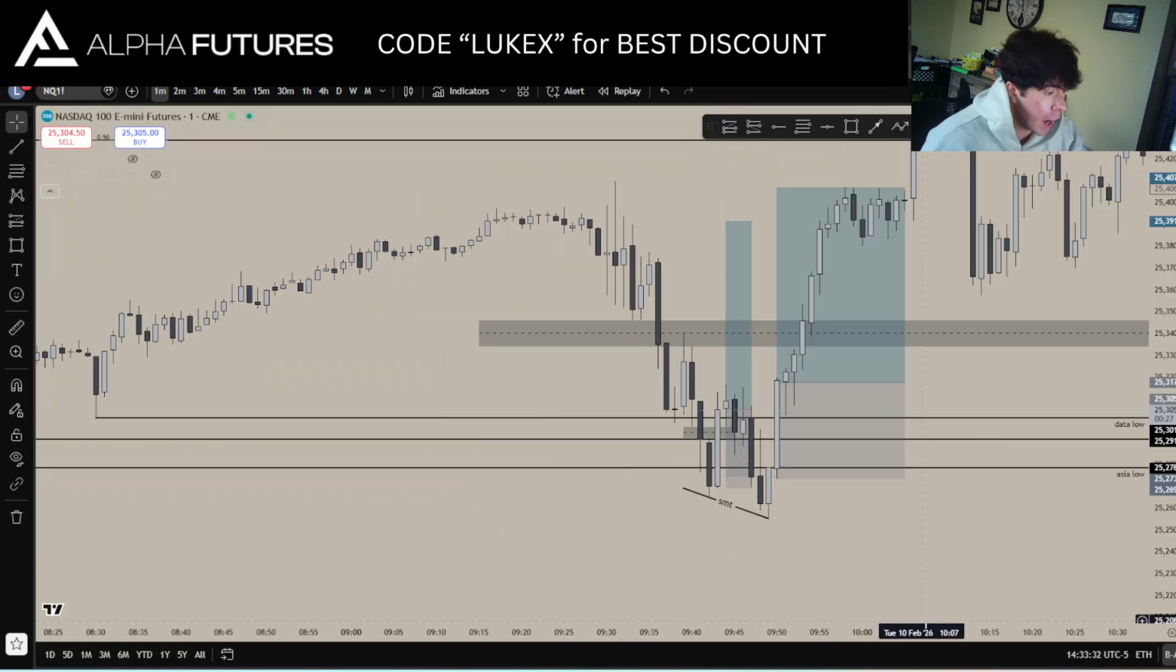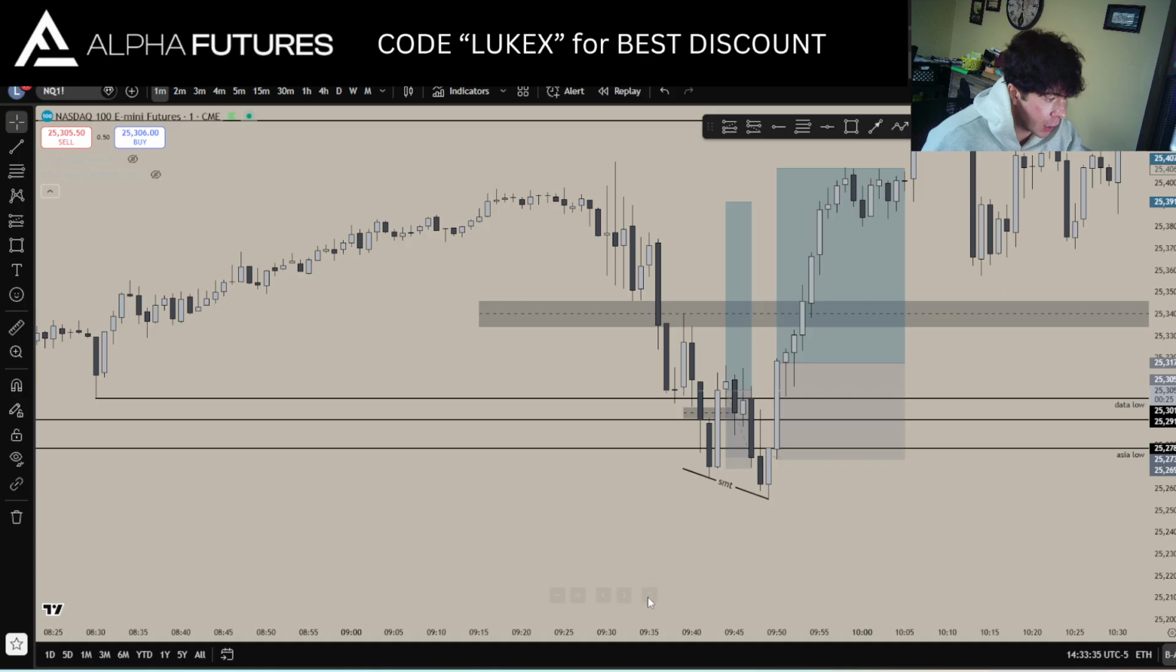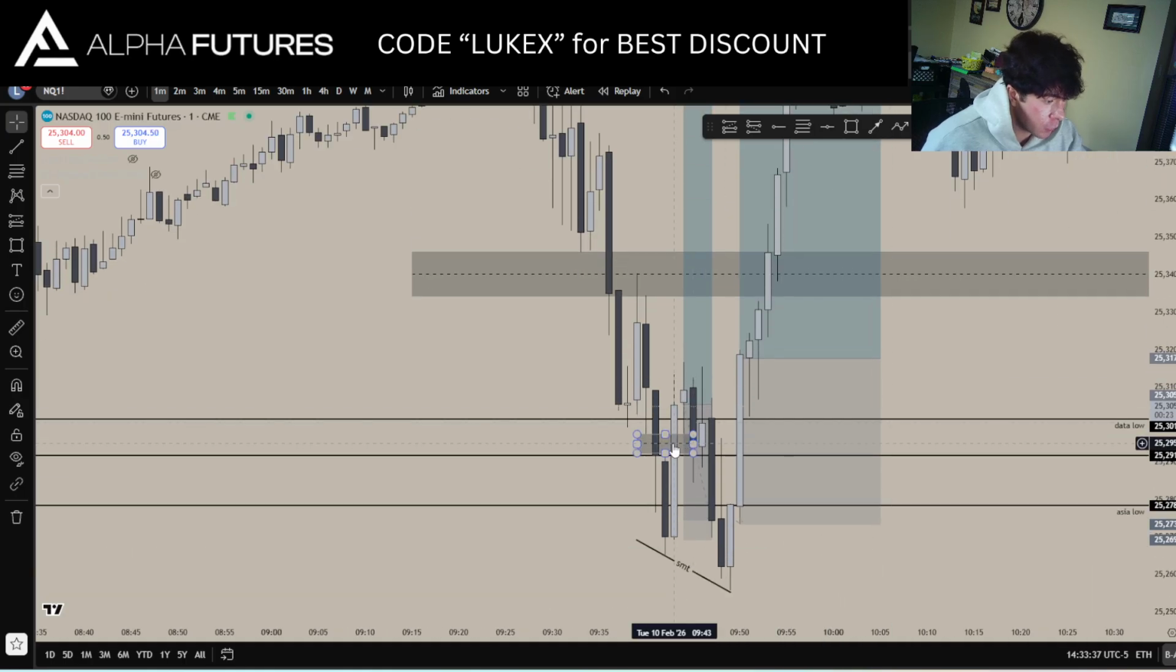I'm going to talk about how you guys could have avoided this loss if you had tried to long this 1 minute inversion right here at 9:43 using ES correlation.